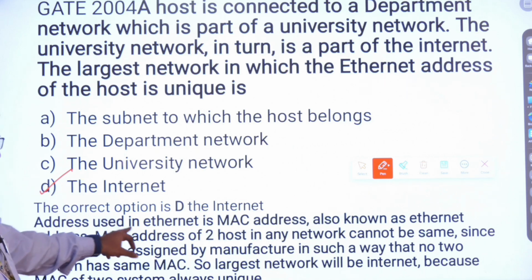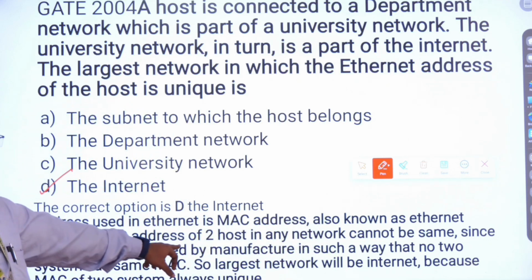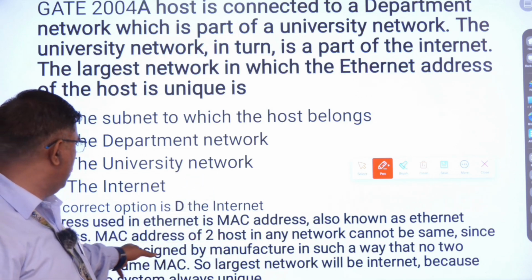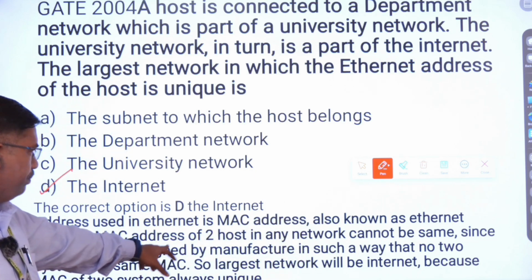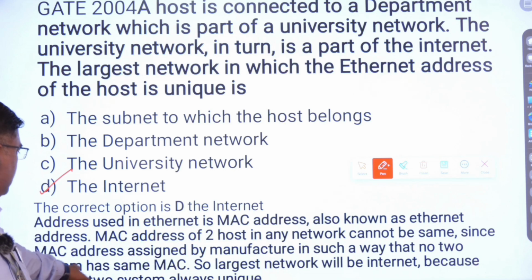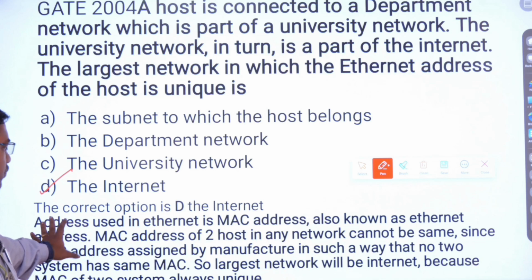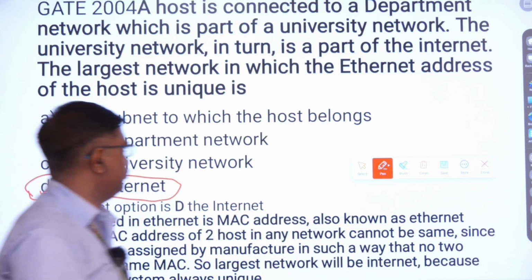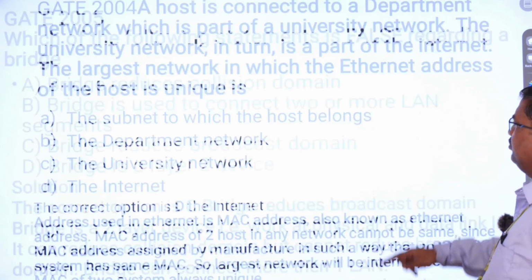Because the address used in Ethernet is the MAC address, also known as the Ethernet address. The MAC addresses of two hosts in any network cannot be the same, because a MAC address is a unique one, assigned by the manufacturer in such a way that no system has the same MAC address. So the largest network will be the internet, because the MACs of two systems are always unique. So we can conclude that option D will be the correct answer. The other options are self-explanatory. So next we can go for the next question.